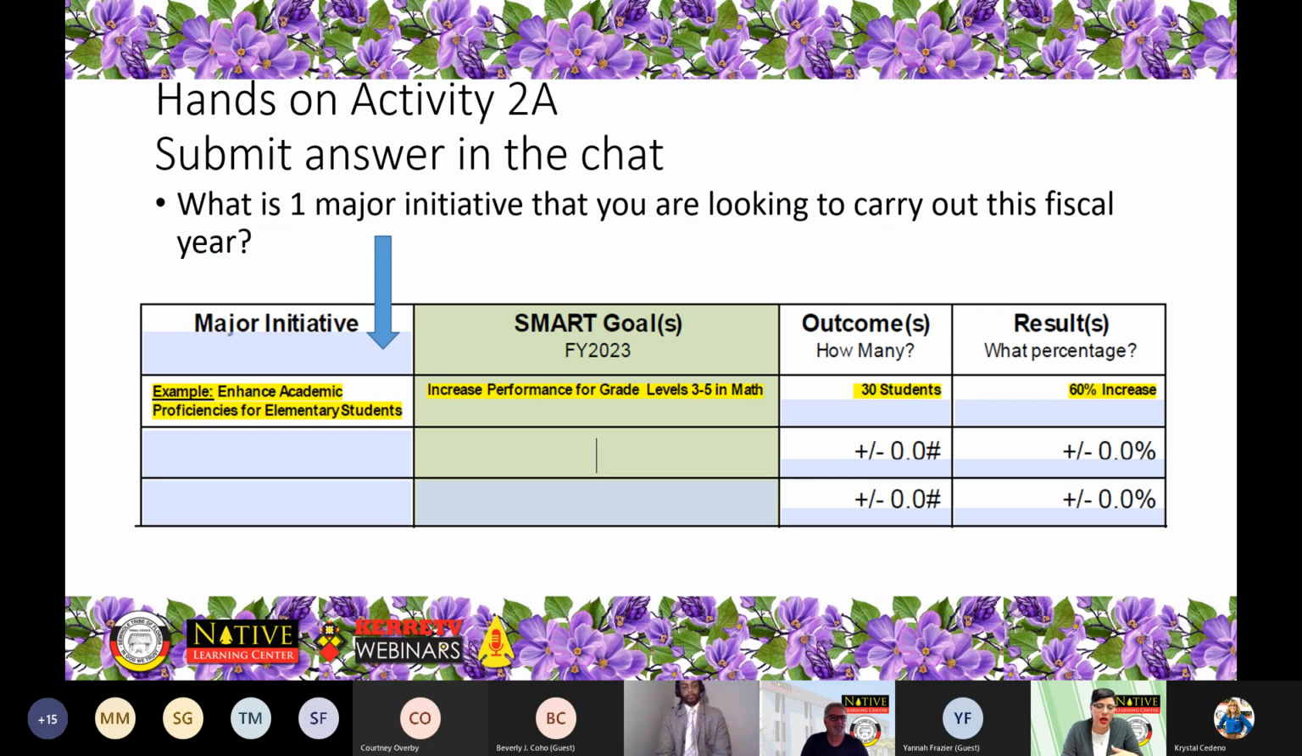So we're going to take about a 10-minute break, and then we're going to jump into our second activity, which is we're going to work you through the logic model. And so we're going to go step by step and look at what is a major initiative they want to do. How do you develop that SMART goal? And then maybe type those into the chat and have Vince give you some feedback, the outcome and the results, as he mentioned earlier.